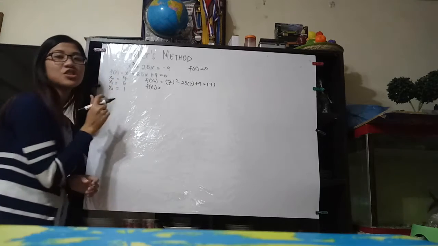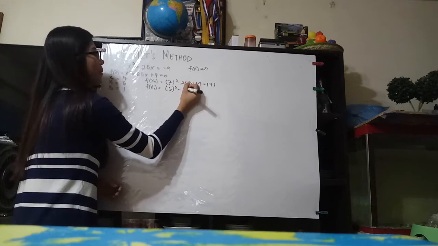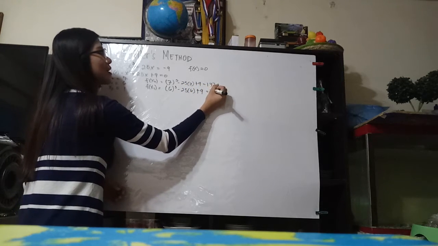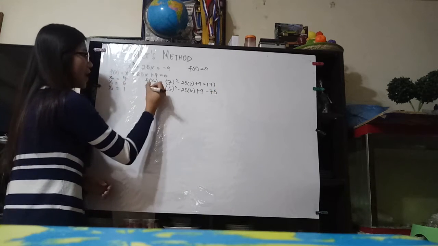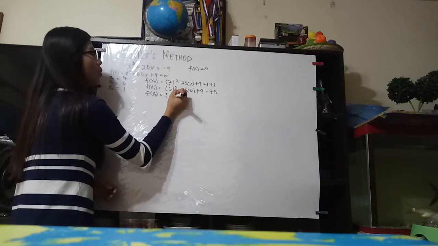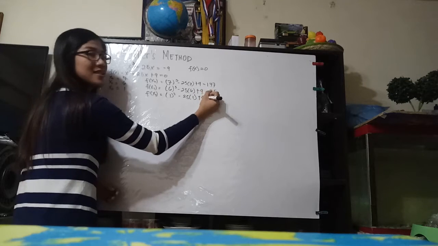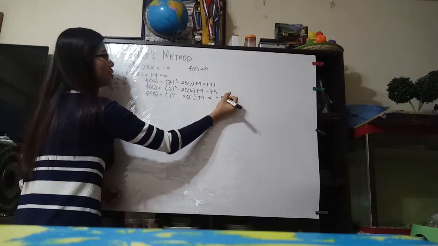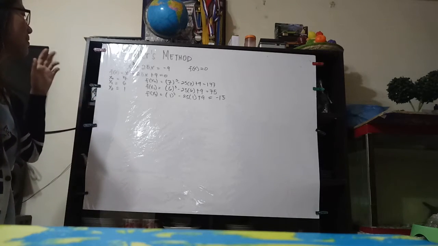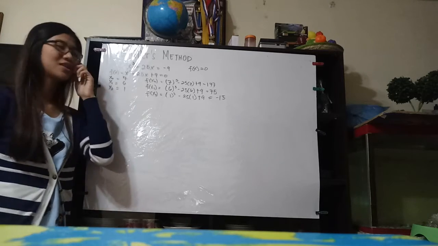For the function of x1, our initial guess here is 6. Just substitute it here. 6 cubed minus 25 times 6 plus 9. That would be 75. And for x2, it would be 1 cubed minus 25 times 1 plus 9, which is equal to -15. Next, we're going to solve for the h0 and h1.